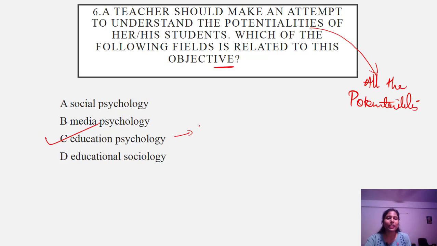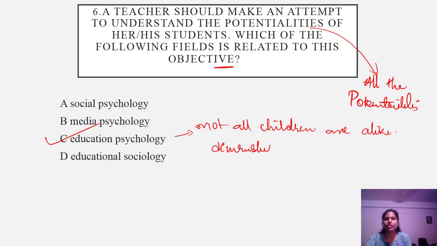This involves many things. The most important thing it says is that not all children are alike. There may be differences among them, maybe in the psychological aspect, the social condition, or the economic background. In each and every aspect, the child may differ. So as a teacher, you need to consider these diversities, and then assess the child.